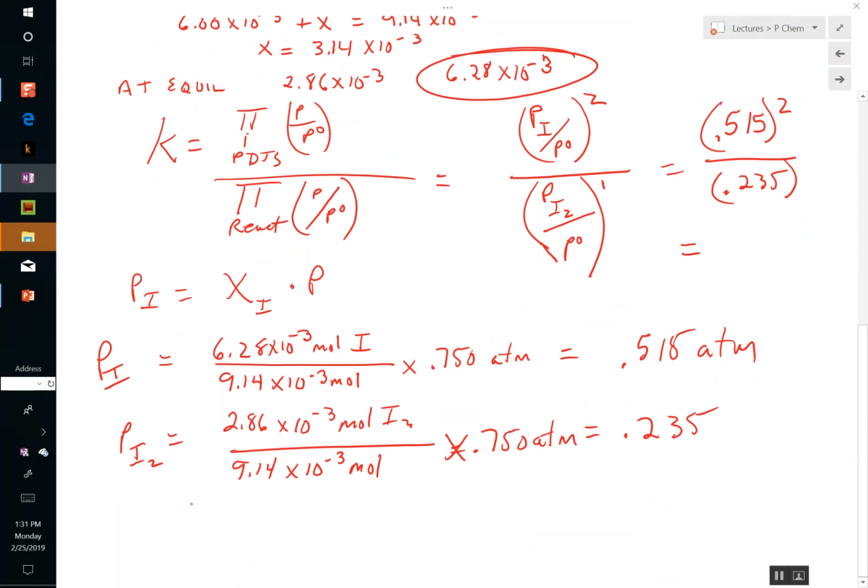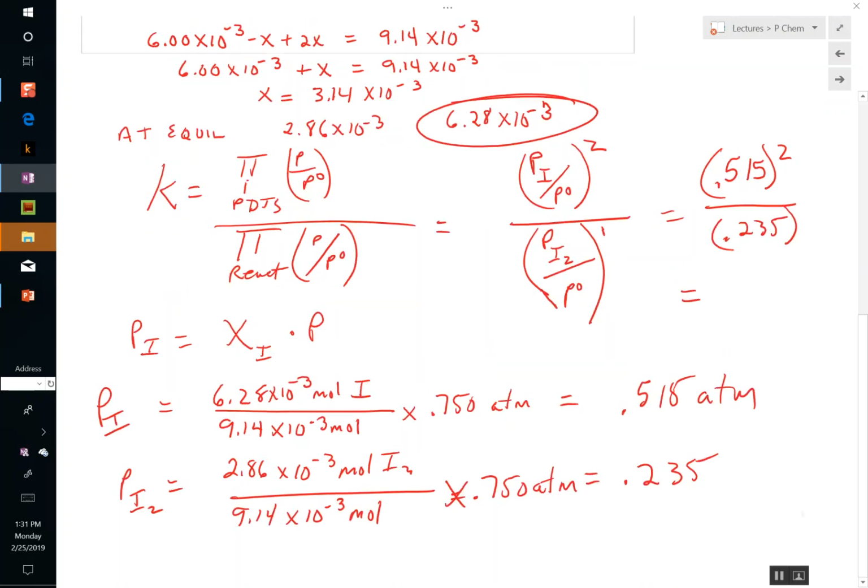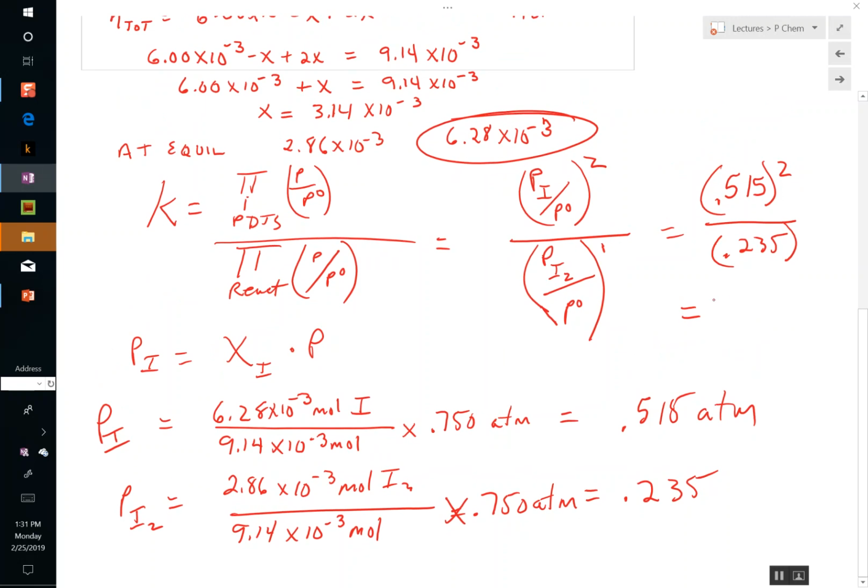The pressure of each individual component is its mole fraction times the total pressure. So I'm getting K equals 1.13. Yep. It's unitless.